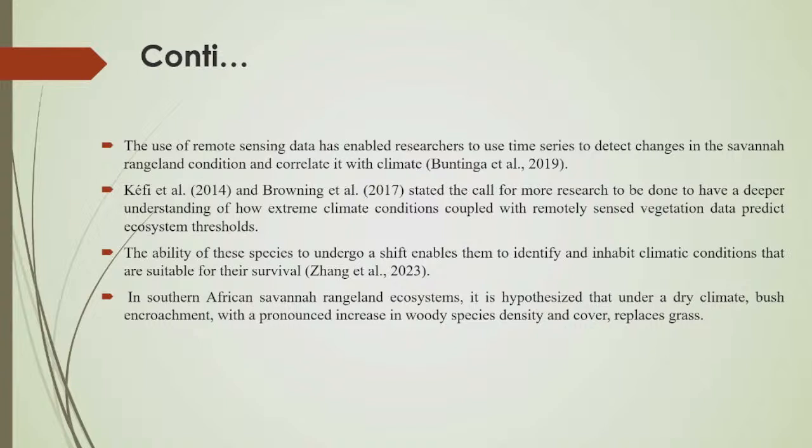Now, moving into the key thing that I'm presenting here. There has been a call by a number of scholars to do more research to have a deeper understanding of how extreme climate conditions affect the rangeland, using remotely sensed data. If you can couple the two, you can predict the ecosystem threshold, right? Some studies in response to that have noted that some of these encroaching species tend to inhabit areas where the climatic conditions are more favorable towards them, right?